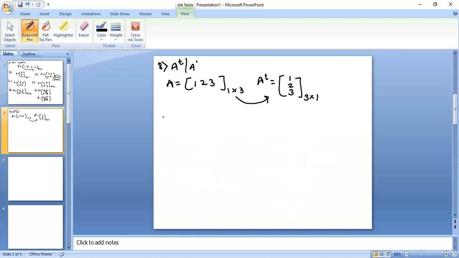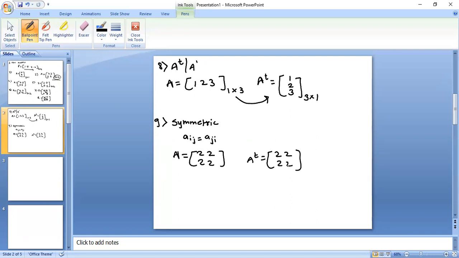Symmetric matrix. Next type is symmetric matrix. A square matrix is a symmetric matrix if aij and aji will be equal for all i and j. So in symmetric matrix, a matrix is given as 2, 2, 2, 2. This is the given matrix, then the transpose of this matrix is also 2, 2, 2, 2.